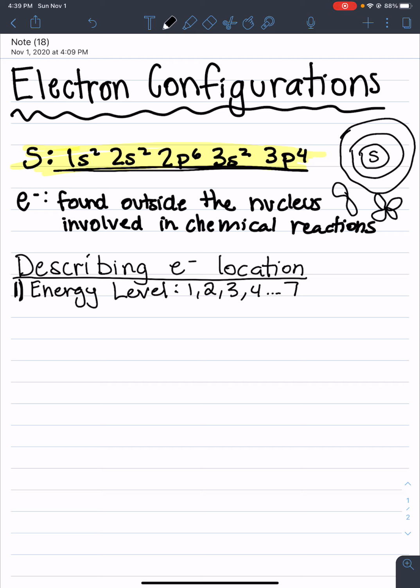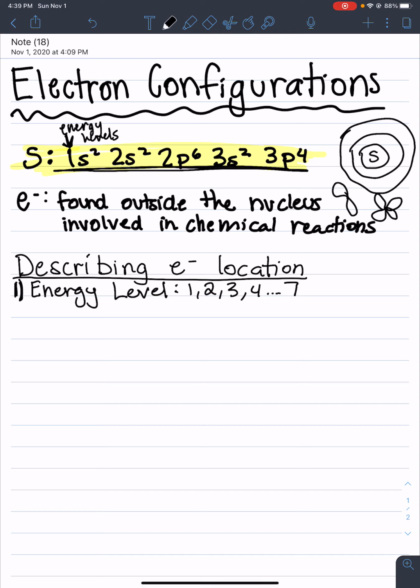So if you think, what else has 7 on our periodic table? You're right, it's periods. We have 7 periods on our periodic table. So each period is going to be a different energy level. We've talked about that a little bit. So these numbers, these energy levels, are what this big number is up in front right here. This is referring to energy levels.